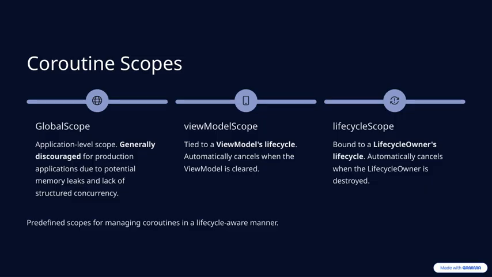safely. Then there's lifecycle scope, which is bound to a lifecycle owner, such as an activity or fragment. It automatically cancels its coroutines when the lifecycle owner is destroyed. These predefined scopes are really useful because they help us manage coroutines in a lifecycle-aware way, ensuring our app runs efficiently and safely as components are created and destroyed. This ties into our overall theme of writing robust, lifecycle-conscious asynchronous code.